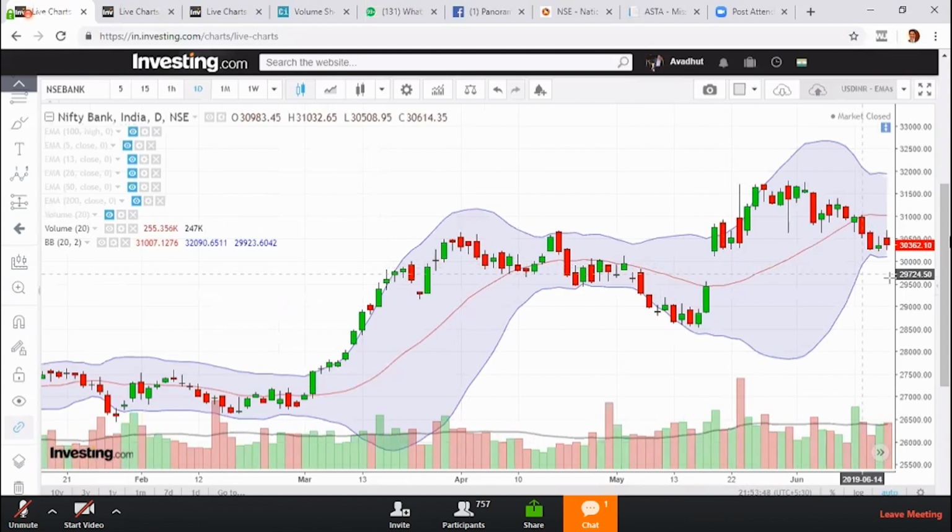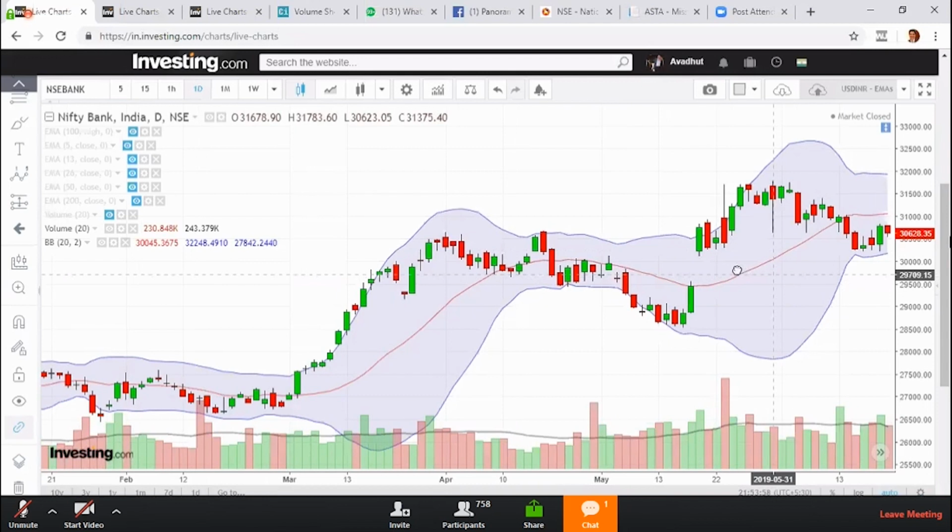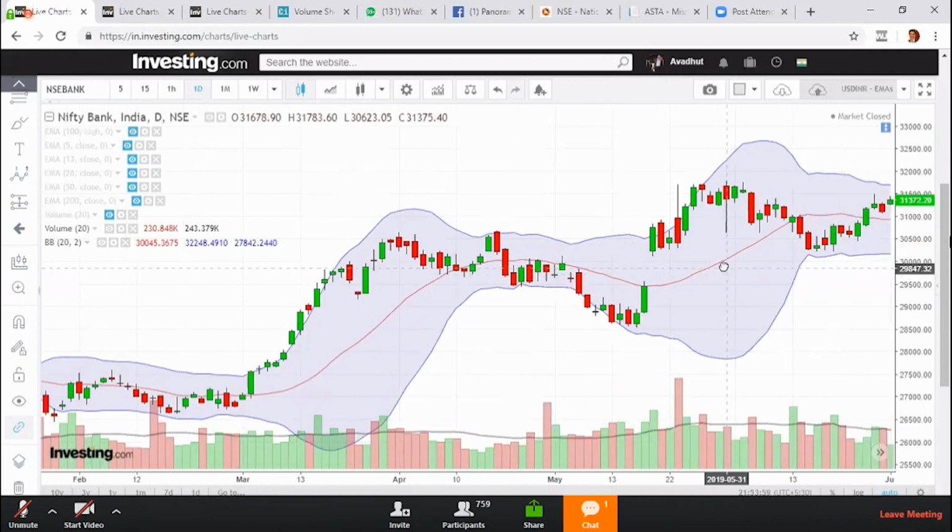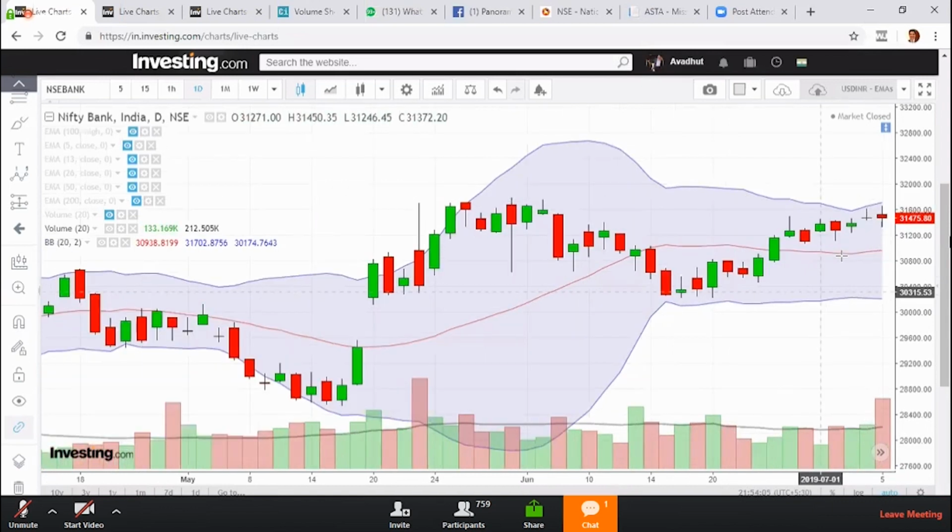BKP, Bhagwan Ka Prasad, okay, with a perfect support on the daily on this gap of exit polls. This is the exit poll gap, and then it went up. Okay, and this is where the budget was. But then now this is where again the Papa concepts come into play.